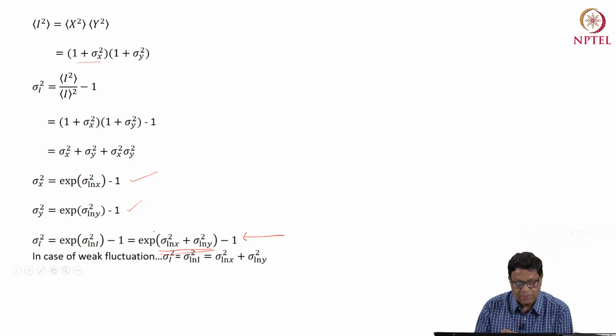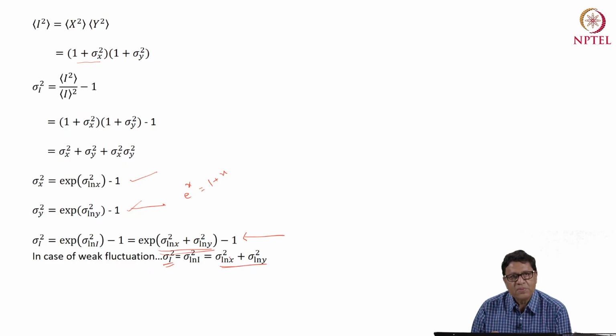So in case of weak turbulence, this sigma square is nothing but sigma square Rytov, because this is e raised to the power x, which can be written as 1 plus x if x is small. So using the same thing, the scintillation index for weak fluctuation is the sum of sigma square ln x plus sigma square ln y, where x is for the large scale turbulence effect, and y is because of small scale eddies or the small scale turbulence effect. So this is how this modified expression can be used for all the regimes, which includes weak turbulence as well as high turbulence.